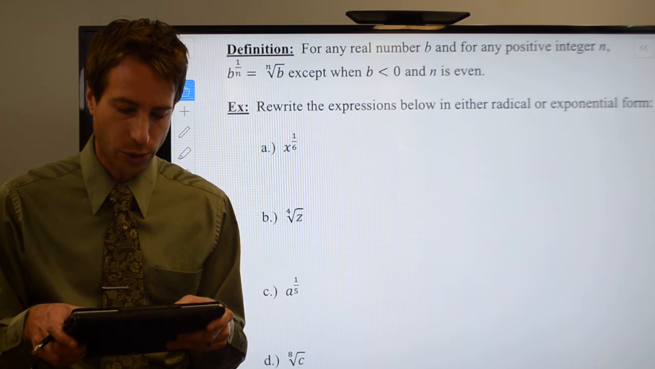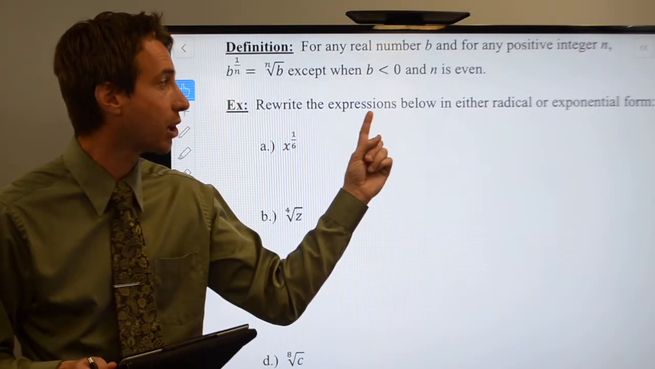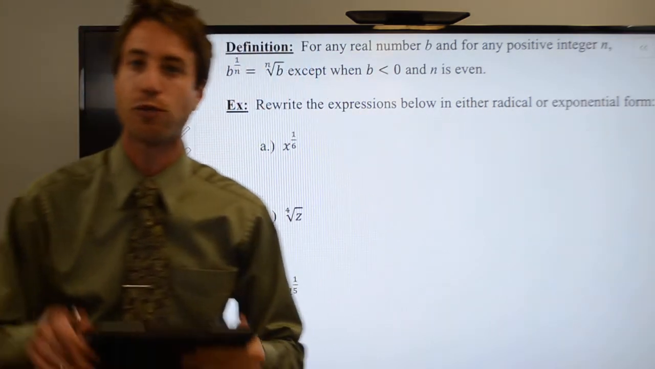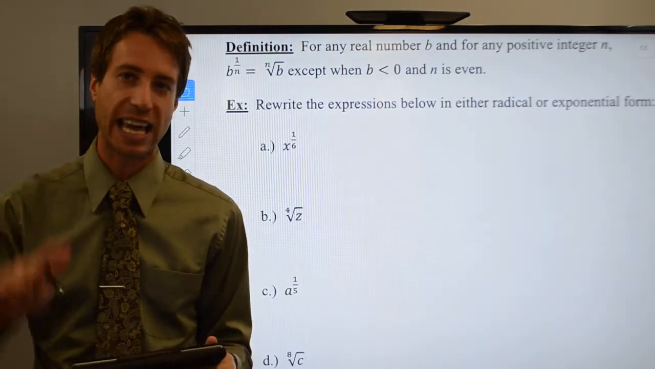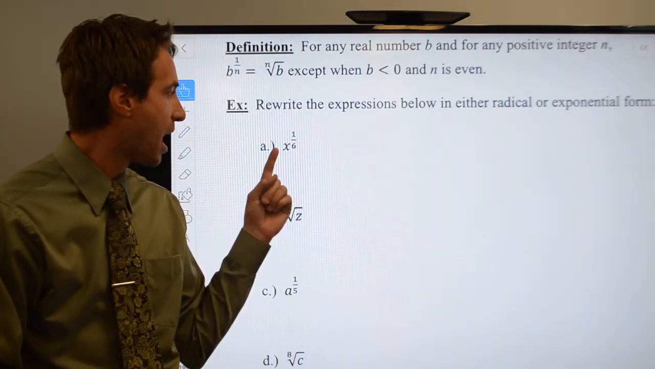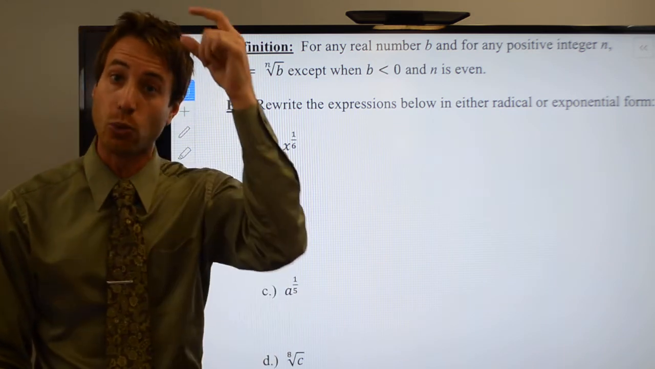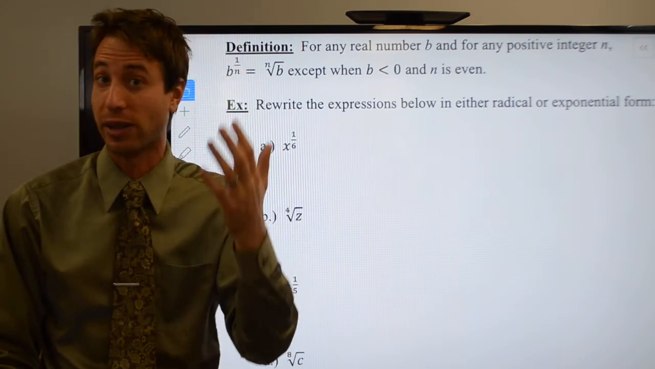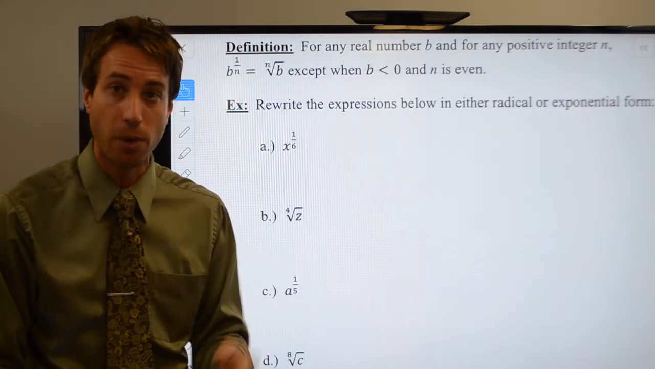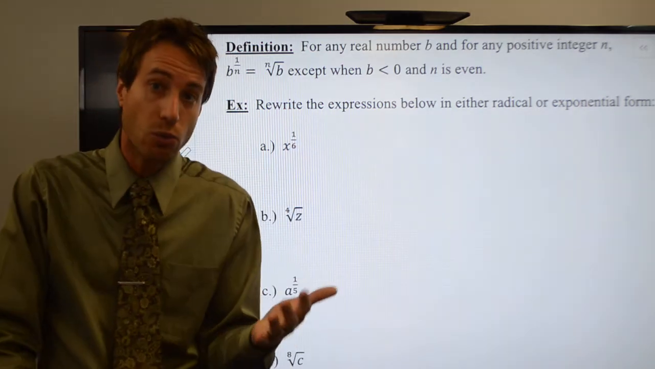So what we're going to do is rewrite the expressions below in either radical or exponential form, based on which I gave you. So let's jump right into this. Here we go. I give you an x to the 1/6. This is an expression with a rational exponent, right? This is in exponential form, so you will write it in radical form.